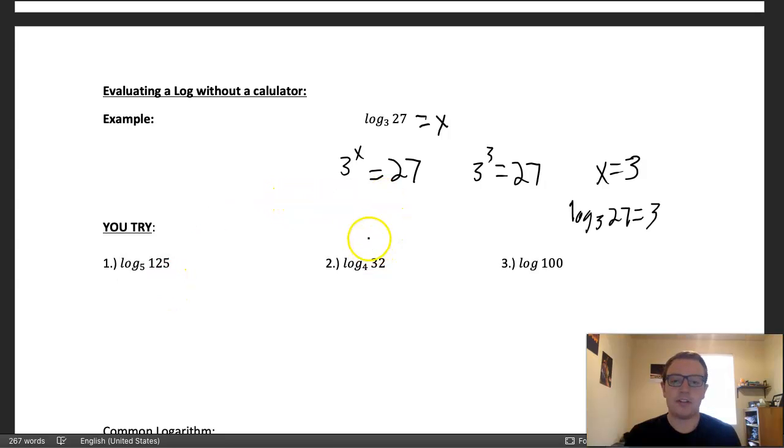So that's the process for evaluating a logarithm. Set it equal to some variable. Move your logarithm to be an exponent. So convert your base into the base of the exponent, and then figure out what your value is. Hence we get log base 3 of 27 is equal to 3.